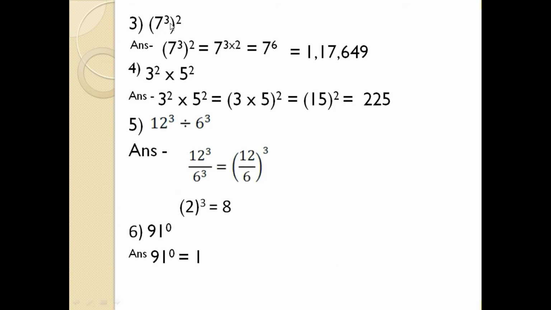Here, 7 raised to 3, bracket raised to 2. So what we will do, 7 raised to 3 into 2. So 7 raised to 6. So the answer will be 1,17,649. Here, which law are we using? We are using the power law.